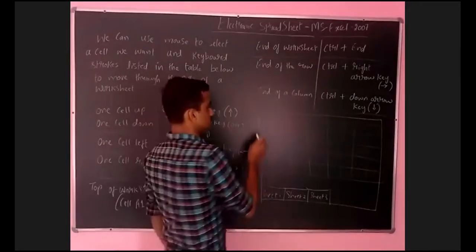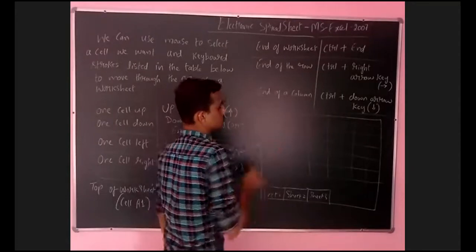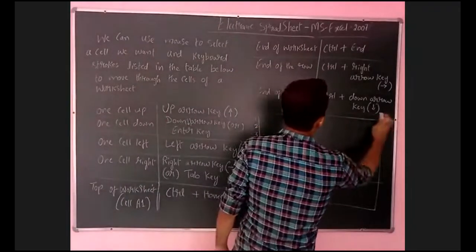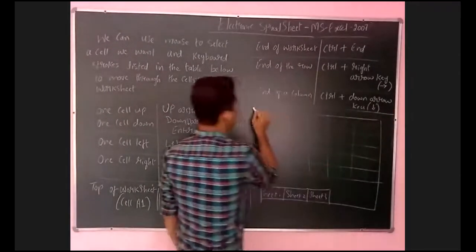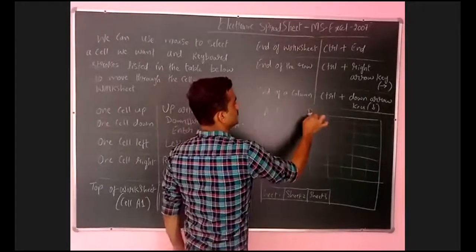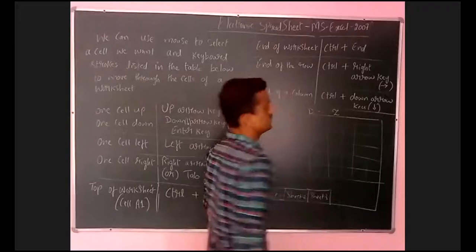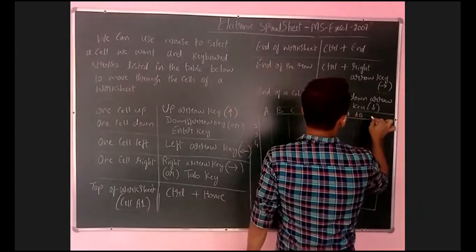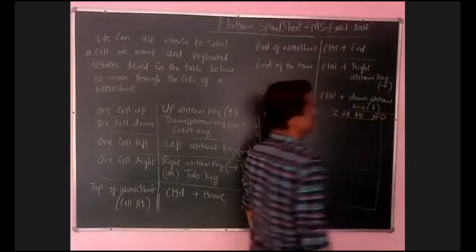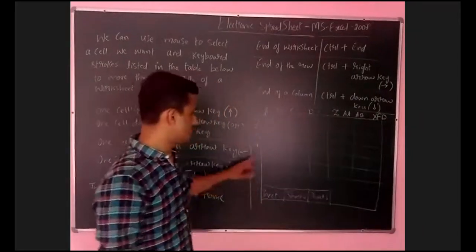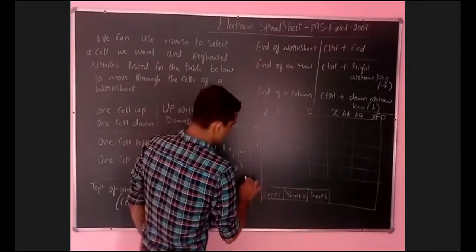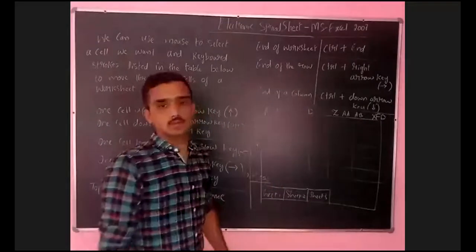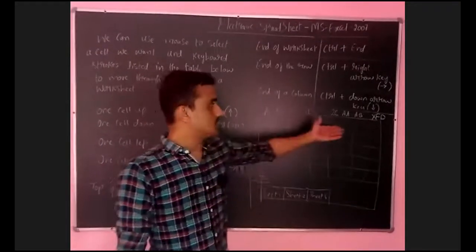The rows are numbered. In the previous class we discussed that rows are numbered 1, 2, 3, 4 in that way. The columns are named with alphabets. After Z it will be AA, AB like this, and the last column is XFD. In case of rows, the last row number is 1048576. So these many rows and columns are present.